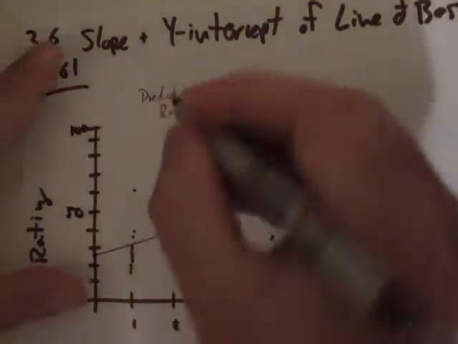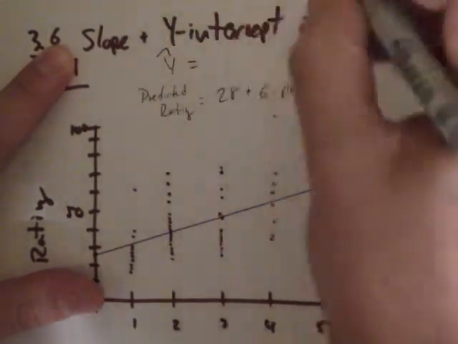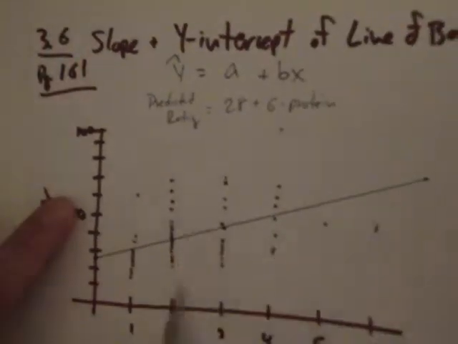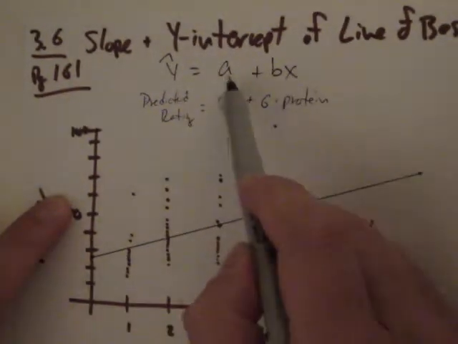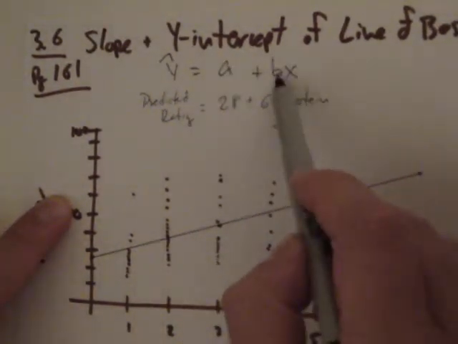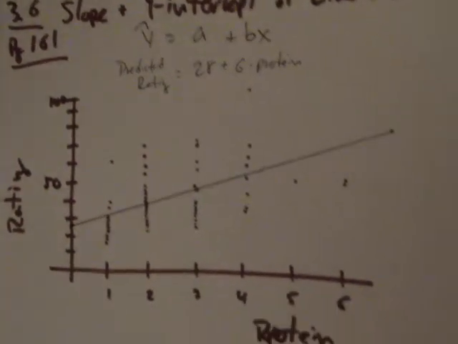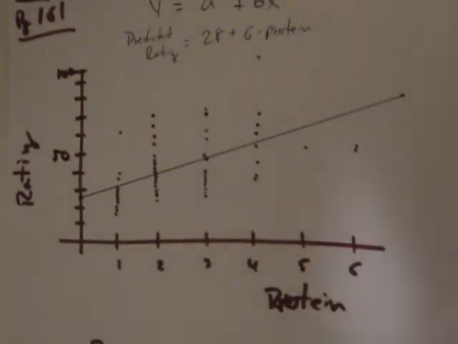It had y hat equals a plus bx, where a is a number and b is a number, and a was the y-intercept and b was the slope. But what does that mean? So we're going to investigate this a little bit more, taking a look at this right here. This is the protein one. I had to recreate it here on my own.